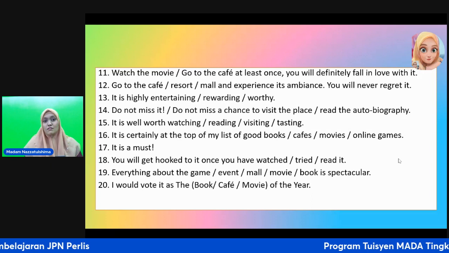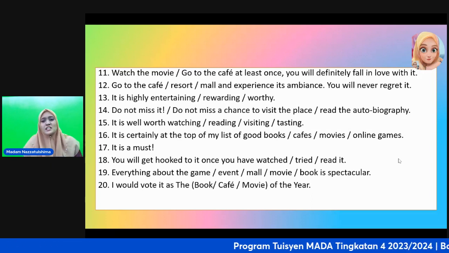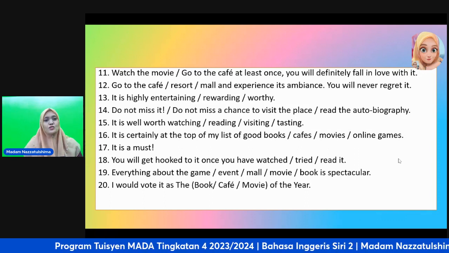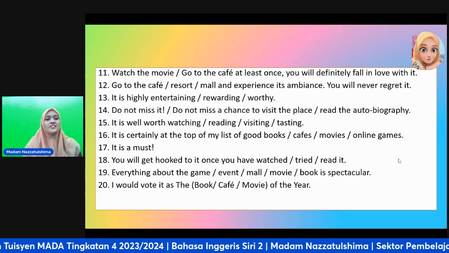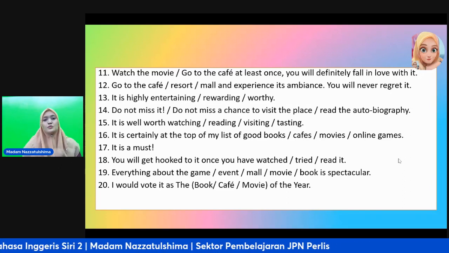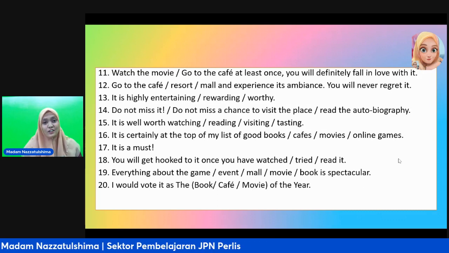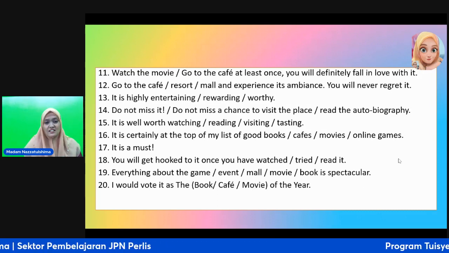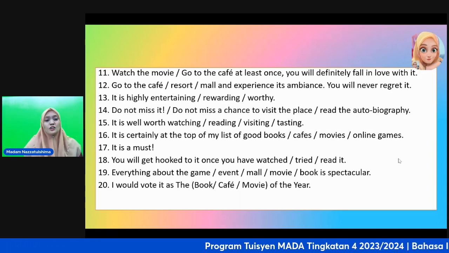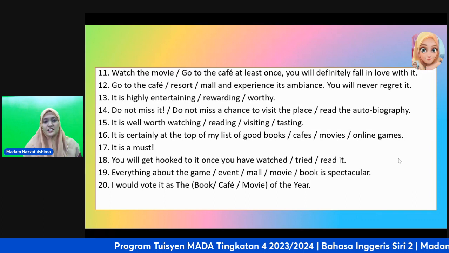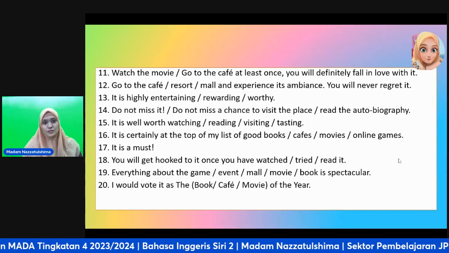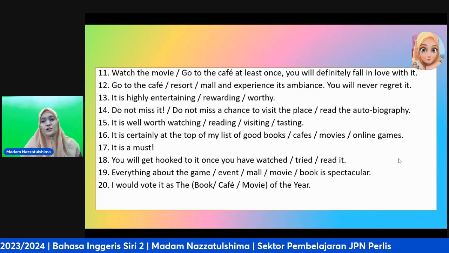Go to the cafe, resort, or mall and experience its ambience. So you will not regret it. So this one, cafe, resort, and mall. It is highly entertaining or rewarding. So this one can be used for different kinds of review. Don't miss it. Don't miss a chance to visit the place. Read the autobiography. So this one is about a place, visit. Next one is about the book or novel, for example, autobiography is a book.